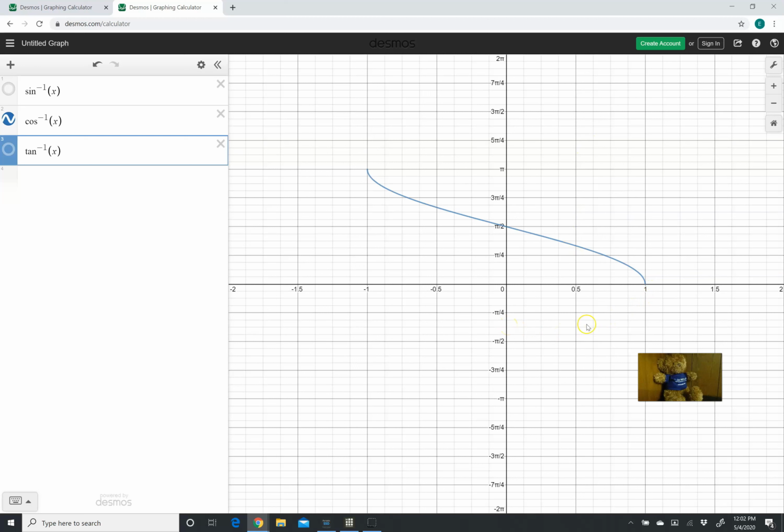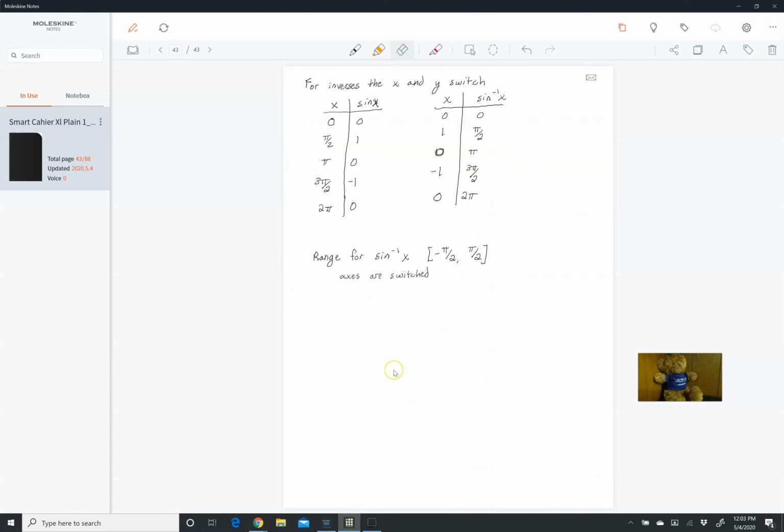It wouldn't be a function anymore. It would fail the vertical line test. And same thing over here. So we go from 0 to pi. Okay, so that's how we can distinguish between these two graphs. There are no asymptotes.